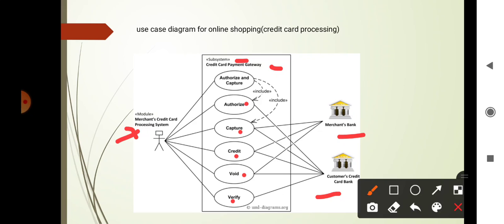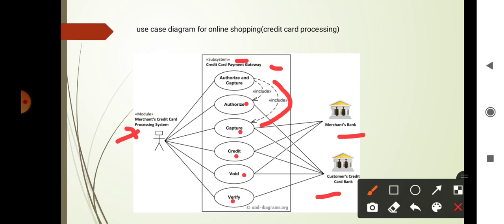In these diagrams, authorize and capture includes authorize, and it also includes capture. Here include means this is a directed relationship between two use cases, so we can use the include symbol. It also implies that the behavior of the included use case is inserted into the behavior of the including use case, so we use the include symbol.